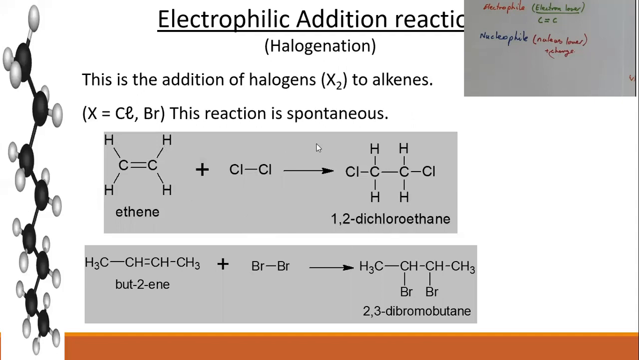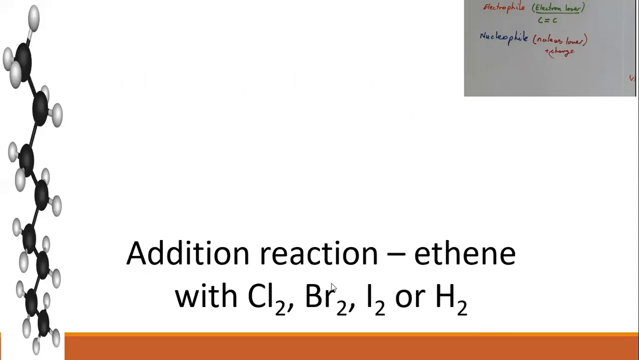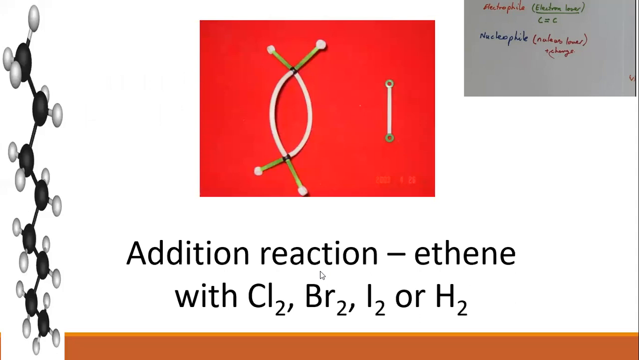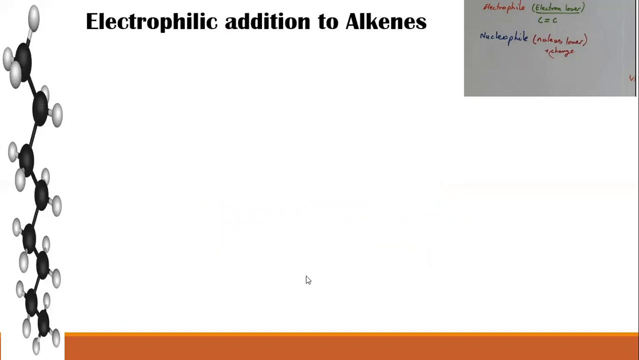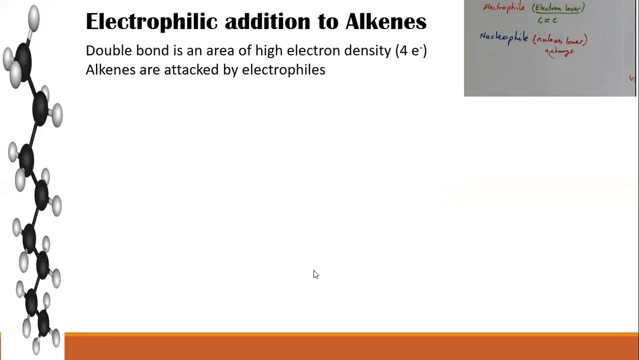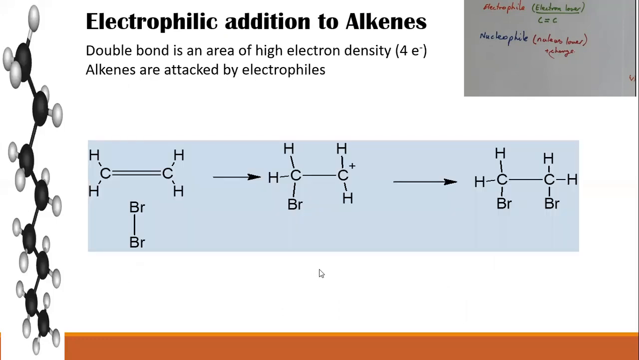So the top one shows displayed formula. All the bonds are shown. The bottom one is in structural formula. Not all the bonds are shown. For instance, CH3, CH3 in there. Right? So just a little bit of awareness of all of that. Just a nice slide to show you the breaking of the bond and attaching of it. Right. So with the electrophilic addition of alkenes, we need to look at the mechanism.